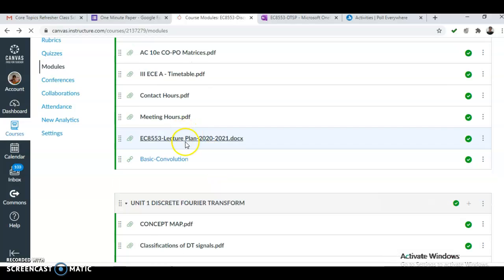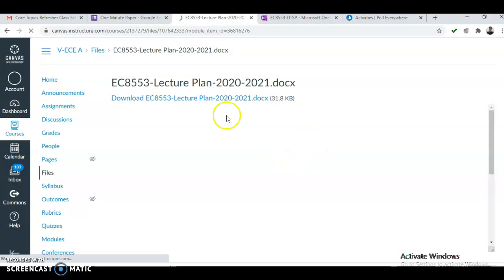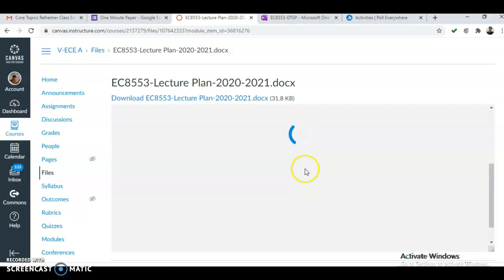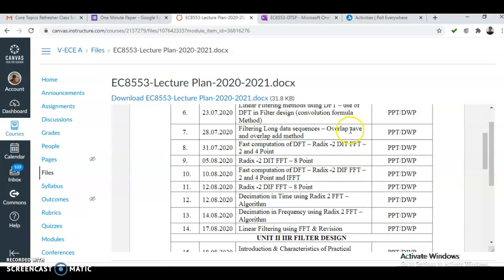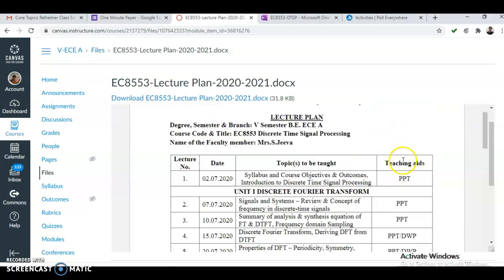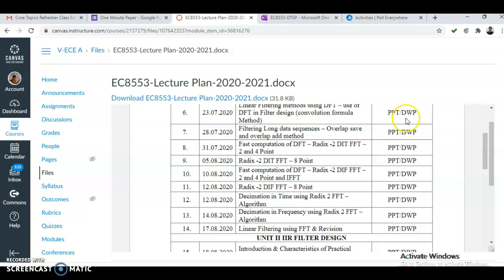And this is the lecture plan. For each unit, the analysis requires 60 hours in total, so each unit has 12 to 13 hours. I am using PPT and a digital writing pad as teaching aids. I purchased the XP Pen Star, and by using that I teach problem papers easily.